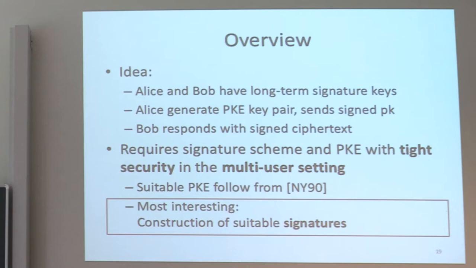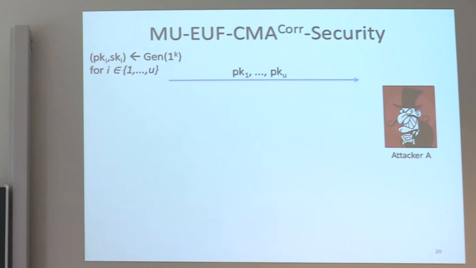What is more interesting is the question, how do we construct suitably secure signature schemes? So what is the difficulty here? The security notion that we need has a beautiful name. It is multi-user existential unforgeability under chosen message attacks with adaptive corruptions. Okay. So this security experiment basically works as follows. We have a challenger on the left-hand side, we have the attacker on the right-hand side. The challenger generates u different public keys, intuitively one public key for each user of the protocol.